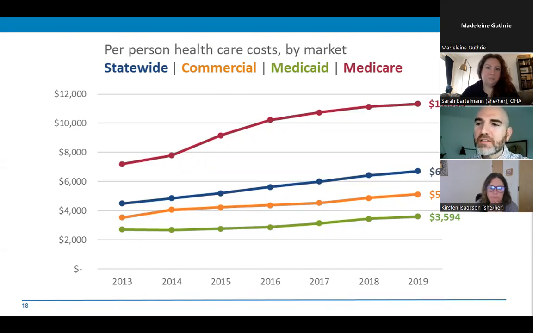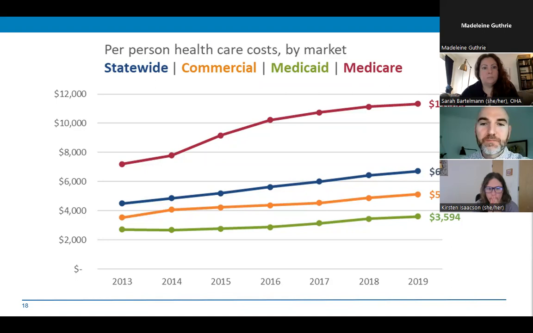A reminder, this is only the dollars associated with claims. Sarah mentioned this at the top. So this doesn't include administrative costs and other spending that doesn't exist in the claims data. There's a lot of research out there saying Medicare has a lower admin cost than maybe commercial, and how does that compare to Medicaid? So all those administrative costs are completely outside of this. This is just the claim spending.